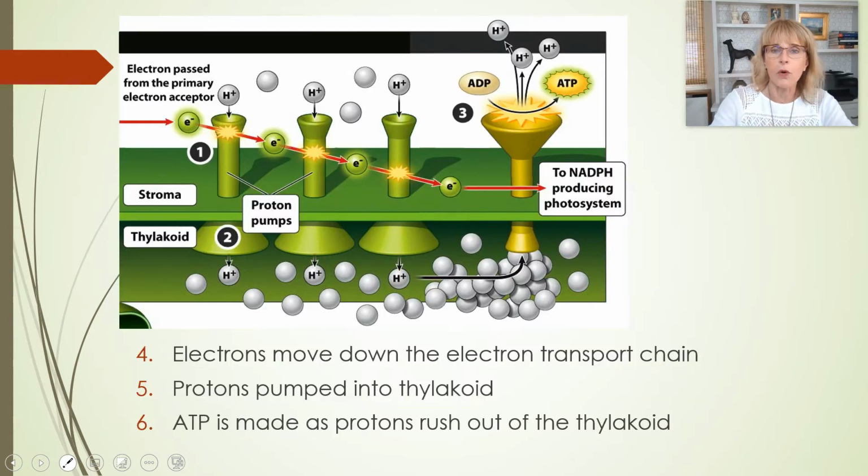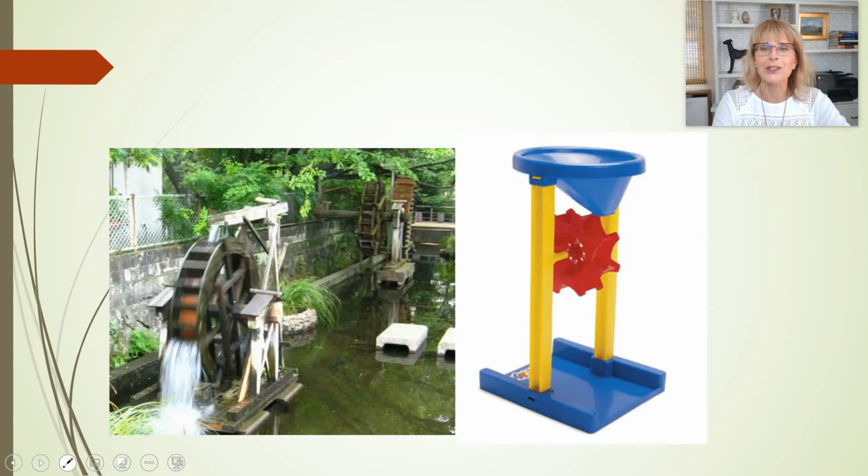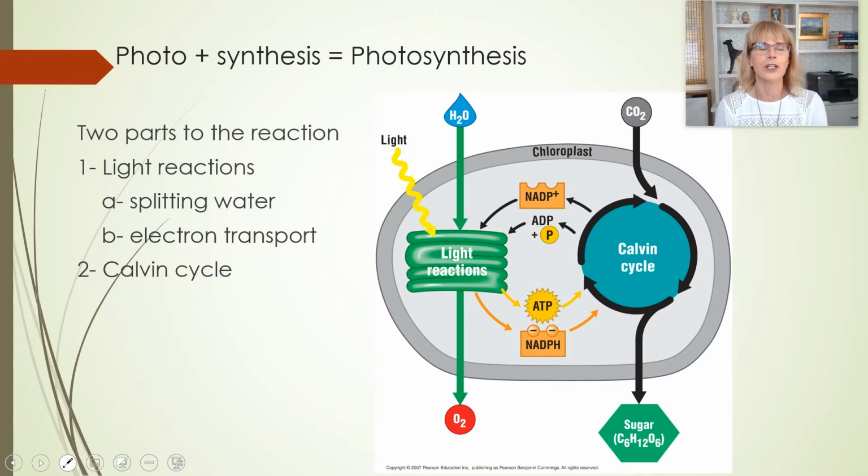Well, the way the cell works is instead of putting sand into the top of the toy, we've got these proton pumps putting lots of hydrogen ions here into the thylakoid space. And then it runs on through. And as it runs on through, it spins the little wheel. And instead of making electricity, it makes ATP. So the same kind of logic.